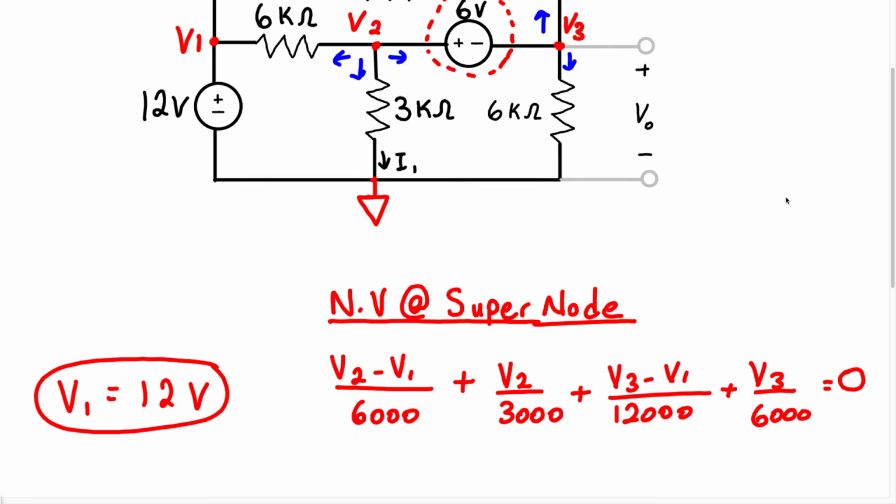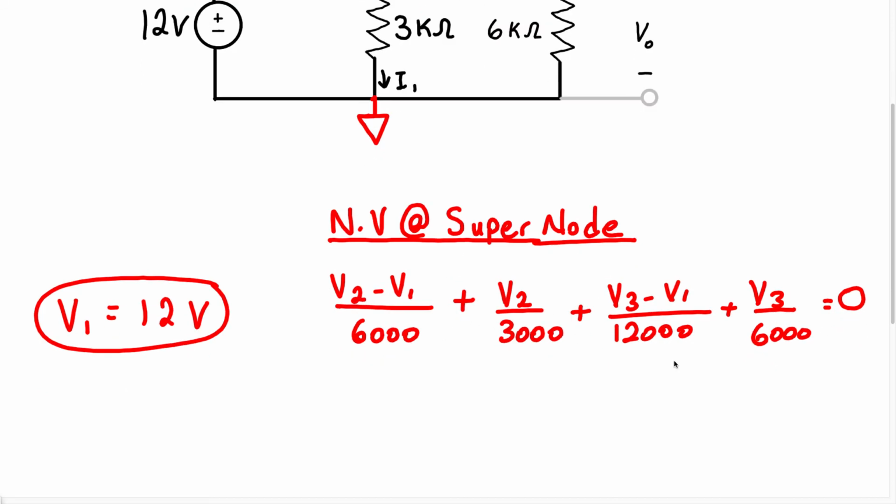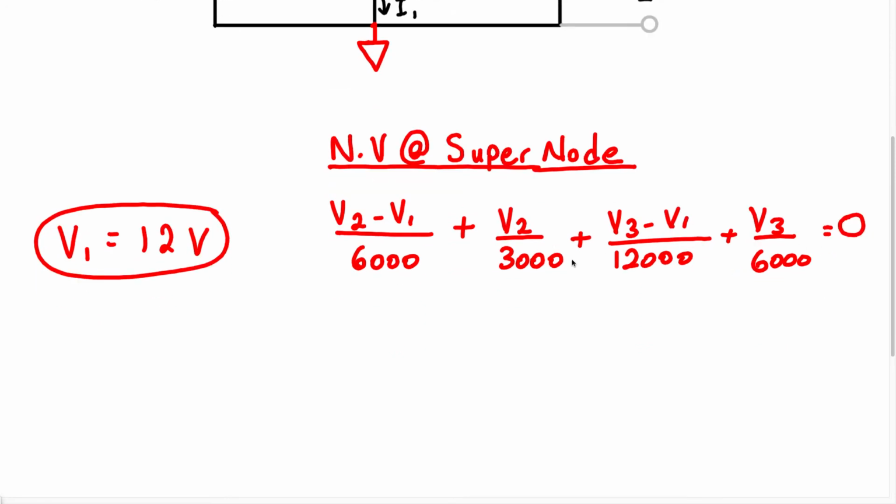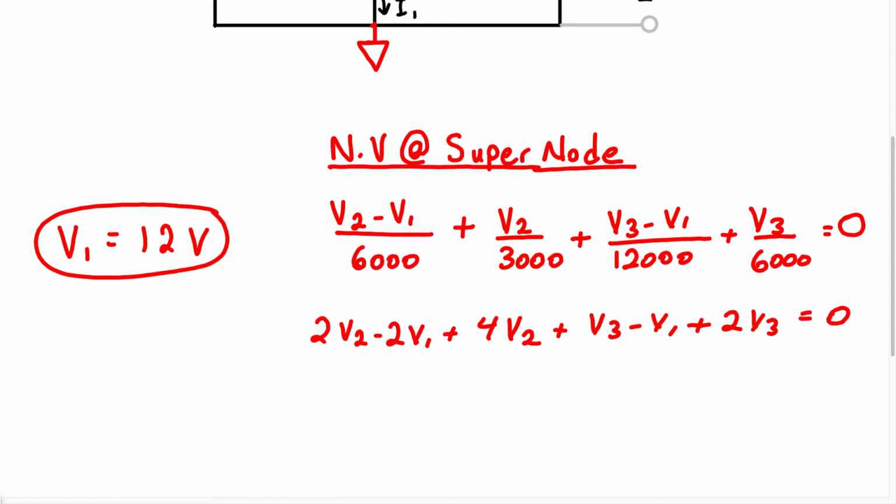Okay, now that we have this, let's simplify it. When we look at our denominators, we know the LCD is going to be 12,000. We're going to multiply each term by 12,000. That's going to give us 2V2 minus 2V1 plus 4V2 plus V3 minus V1 plus 2V3, and all of that equals 0. When we simplify this, that's going to give us negative 3V1 plus 6V2 plus 3V3, and that equals 0.